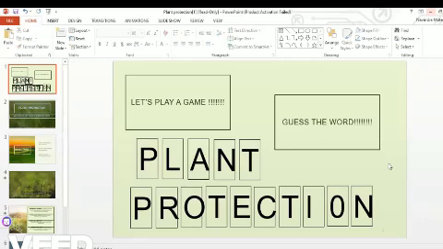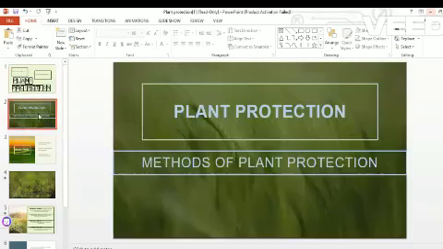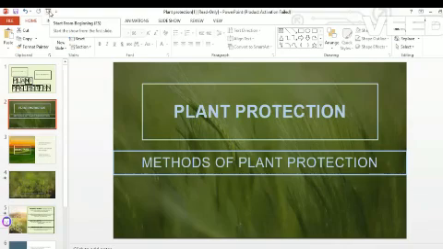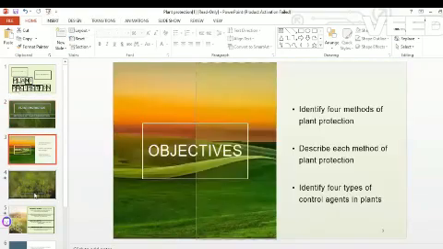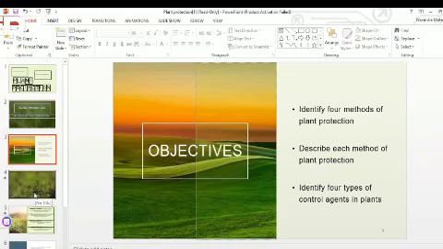So good. Today's topic is plant protection. And the subtopic is methods of plant protection. So here are the objectives. We have three objectives. Identify 4 methods of plant protection. Describe each method of plant protection. Identify 4 types of control agents in plants.